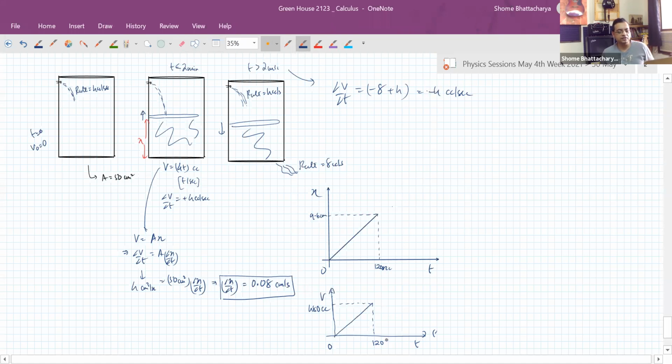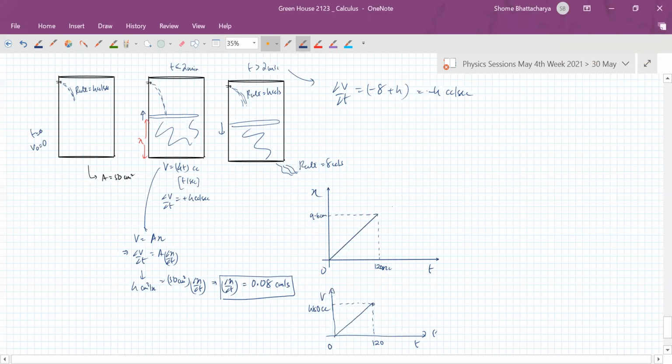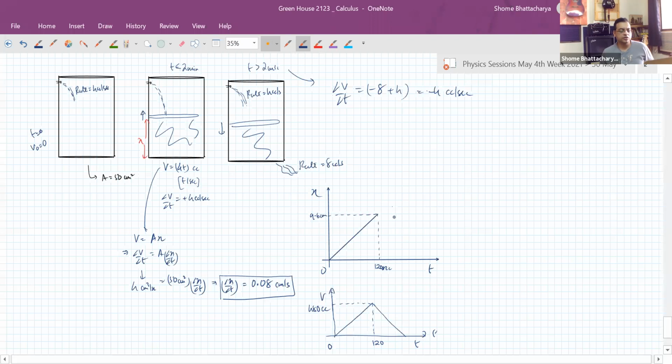So if it is reducing at the rate of 4 cc per second, then how much time will it take for the volume to become 0? It will take the same amount of time, another 120 seconds. Yes. So this should be a symmetrical straight line.